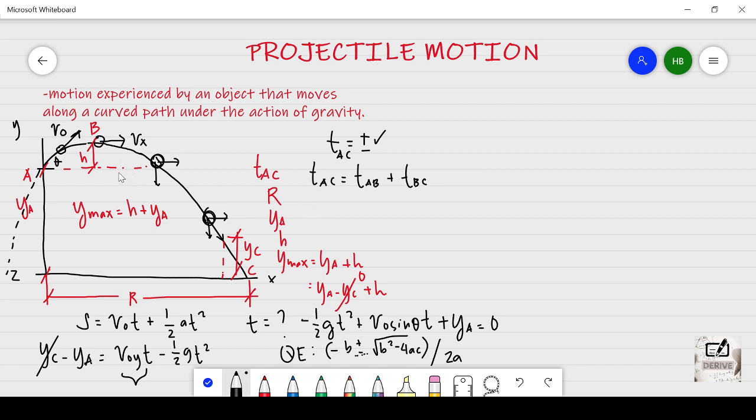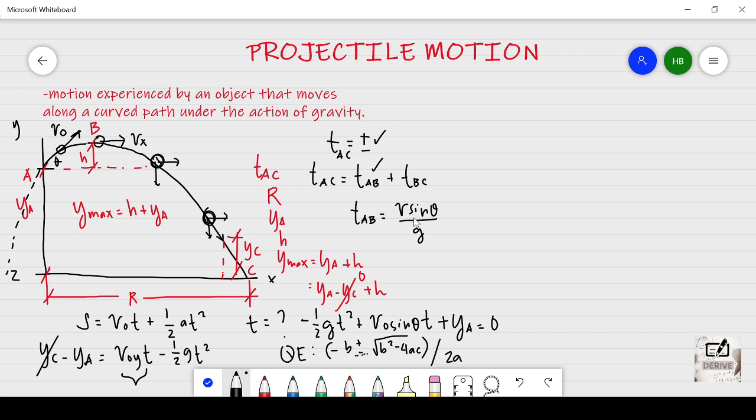So, from point A to point B, naalala nyo ba nung second scenario na ganito rin yung itsura nung from point A to point B? So, of course, it is half of the curve. Ang formula natin dyan ay V sin theta over G. So, karoon ka ng TAB. Okay, malapit na tayo. So, kahit hindi natin gamitin yung quadratic equation, we're going to find the TAC. Basta given lang yung velocity and the theta, and of course, the YA.